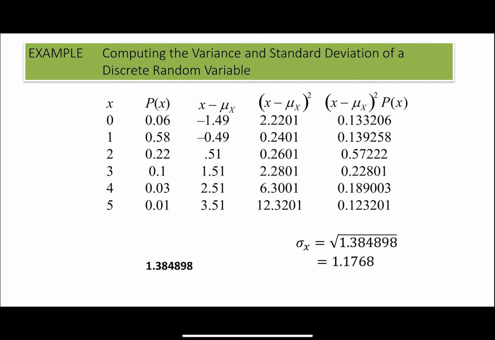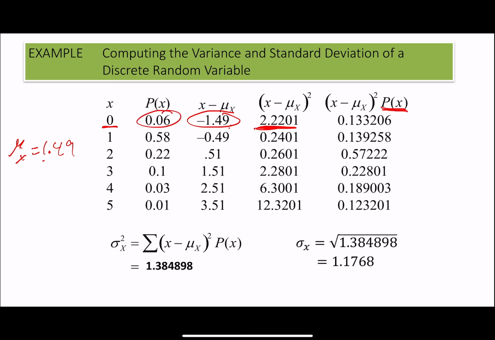So let's go there. All right, so remember, our mu of x is 1.49. So I took 0 and subtracted 1.49, so it's there. Then I square it. Once I square what I got here, I multiplied it by the probability.